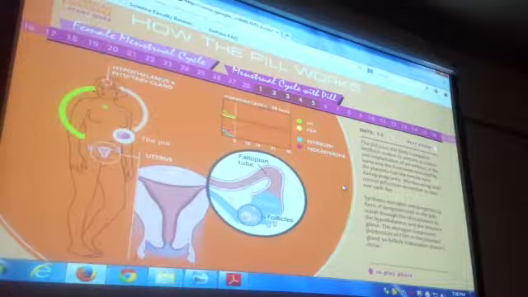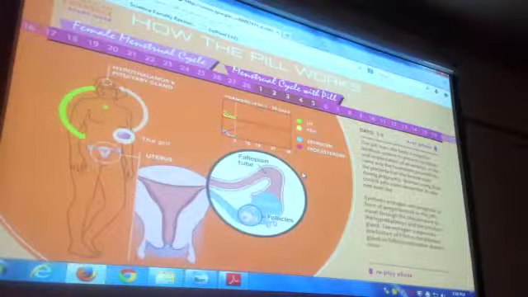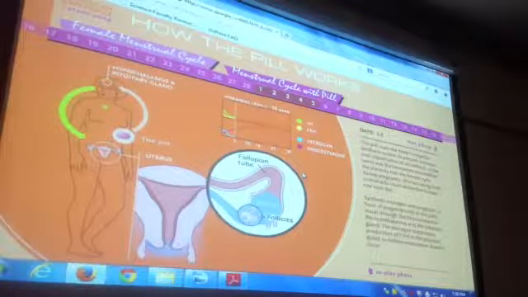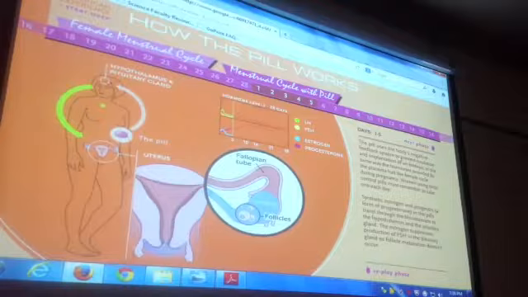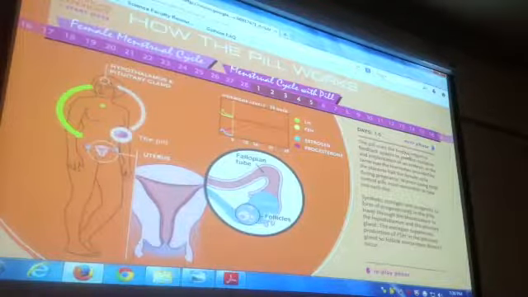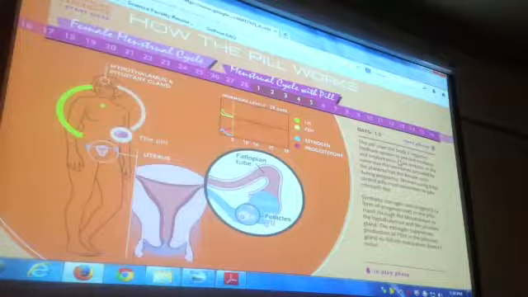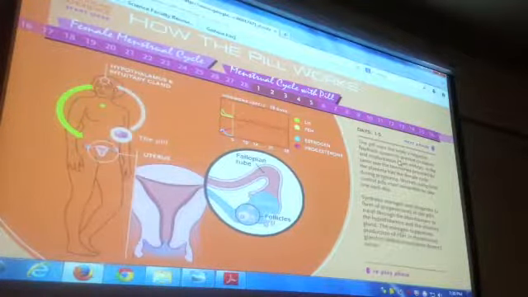The only time in your body estrogen and progesterone will be high is if you ovulated and are now in luteal phase. So if you read through this here, I love the first sentence. The pill uses the body's negative feedback system to stop ovulation. You're trying to convince the brain you're over here in the luteal phase. If you're in the luteal phase, I'm not going to make more eggs. That's what you're doing with the pills.